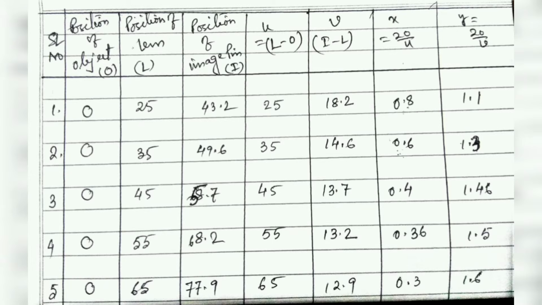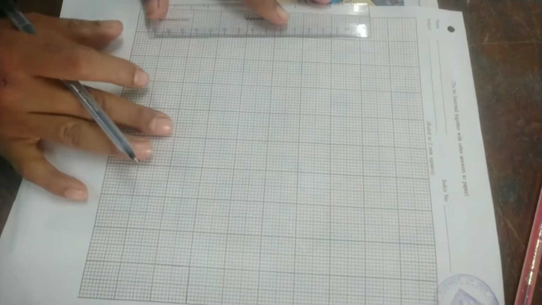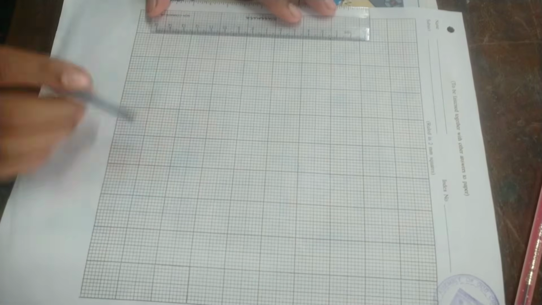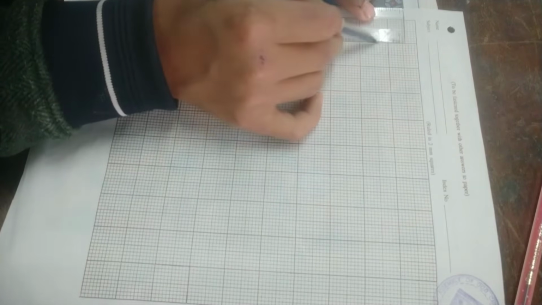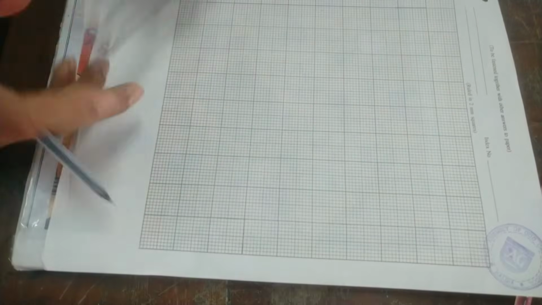So let's see how to draw the graph. Now I am going to plot the graph of the UV method. First I will take the X axis and Y axis.